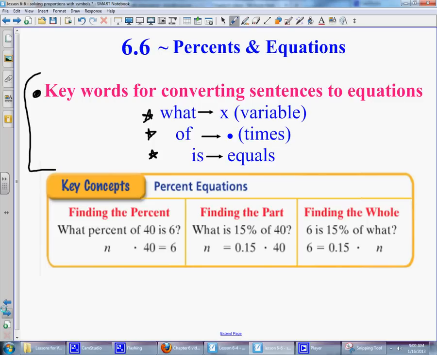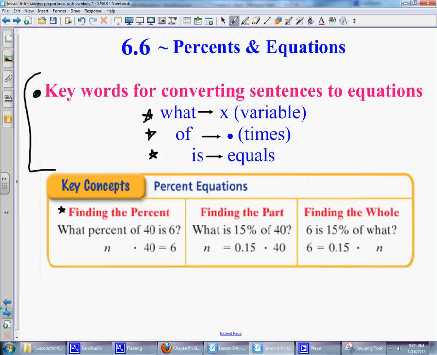This is very important. These are the three types of equations that you're going to see when we're solving percent type equations. The first kind is finding the percent. So you're going to see a problem that says, what percent of 40 is 6? We'll go through an example of each of these on the next few pages.